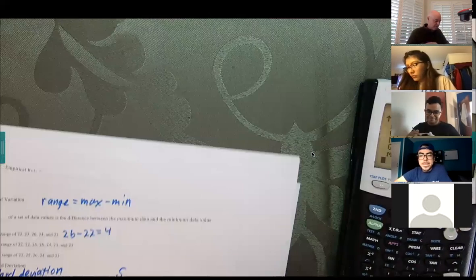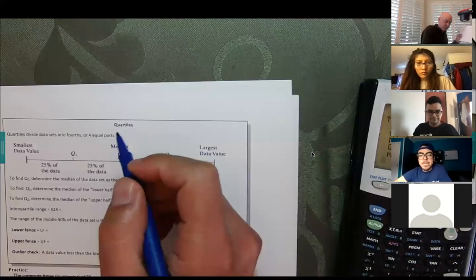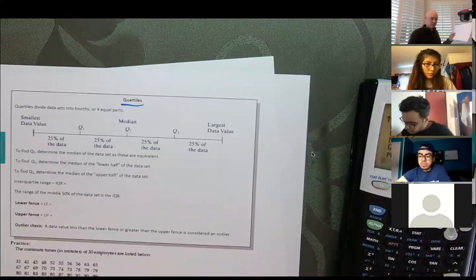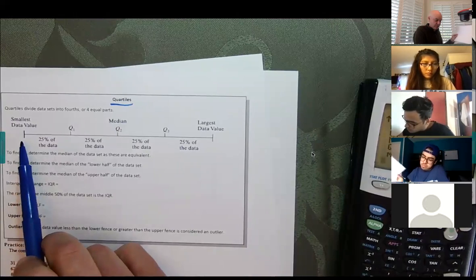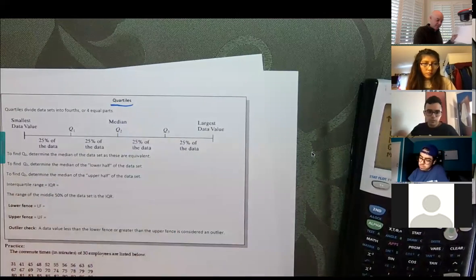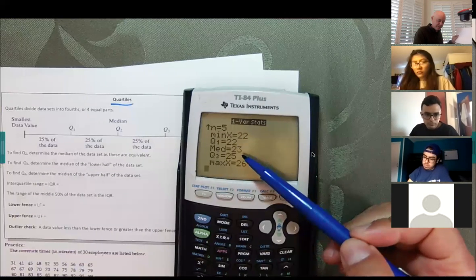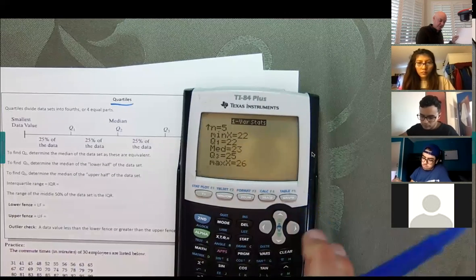You need to see the word quartile. Let me just show you here. Right there, quartiles. And so the 5 values that we just saw were here: 1, 2, 3, 4, 5. The min, Q1, Q2, which is the median, Q3, and the max.